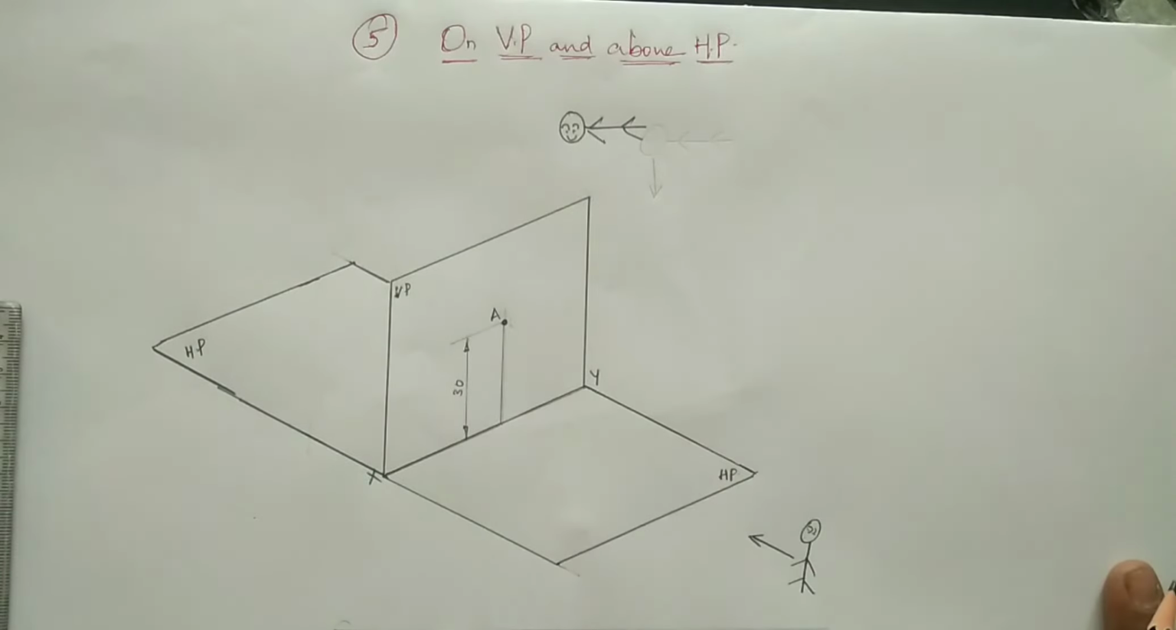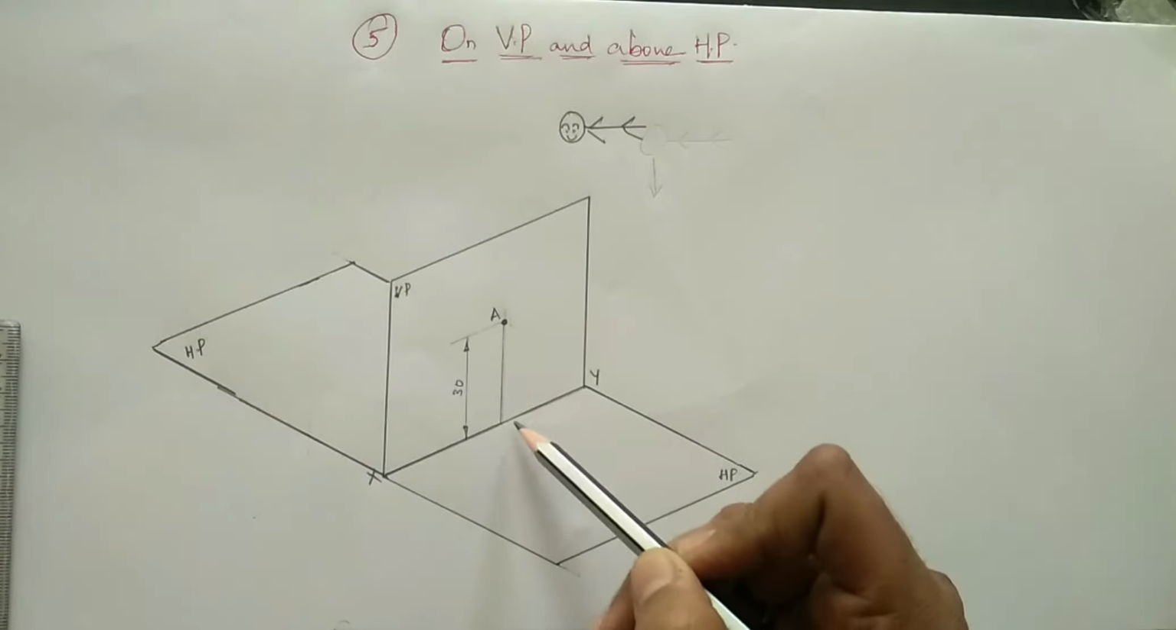In the previous first four problems, the point was either in front of or behind the VP, and above or below the HP. Based on that position of the point, we had to decide which quadrant it belongs to. So right now, in this fifth problem, where are we about to locate the point A?